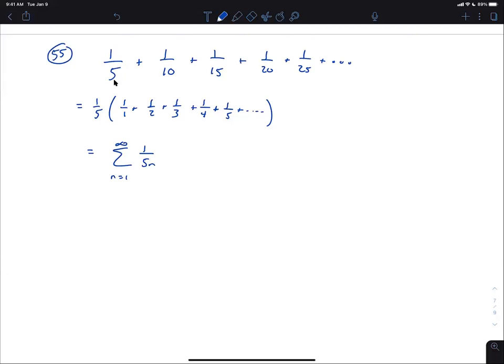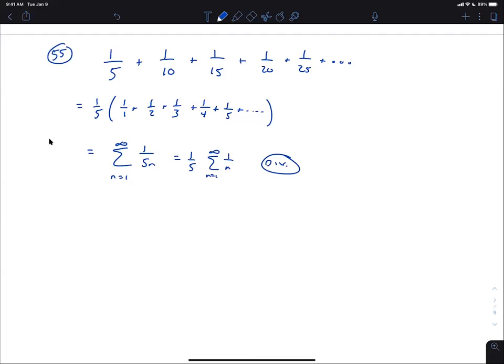Does that make sense to everybody? How I'm getting that is either noticing this or just noticing it's 5, 10, 15, 20. Somehow get to here. And then from here, we factor the 1/5 out. And this is a constant multiple of the harmonic series. And so then this diverges because it's a constant multiple of the harmonic series. Does that make sense?